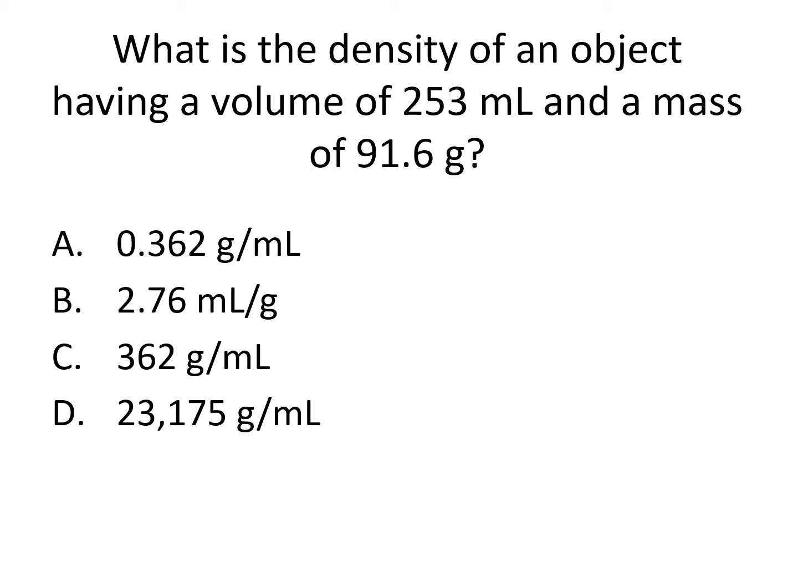In this poll question, you are using your density equation to find density of an object having a volume of 253 milliliters and a mass of 91.6 grams. Is the answer A, 0.362 grams per milliliter, B, 2.76 milliliters per gram, C, 362 grams per milliliter, or D, 23,175 grams per milliliter?